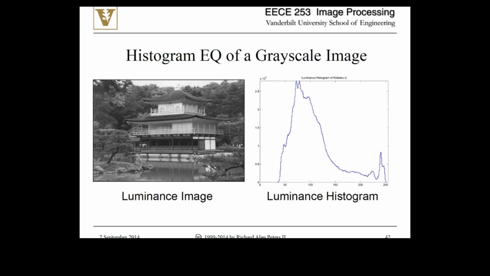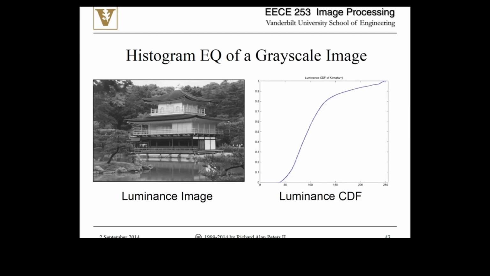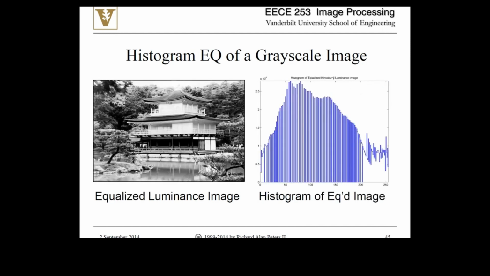So this is the luminance image, the luminance histogram, the luminance CDF, and this is the equalization lookup table. There's a single difference between this plot and the following one. This goes from 0 to 1, the other one goes from 0 to 255, and then we apply that equalization to the luminance image, and that is what we get. Any questions?